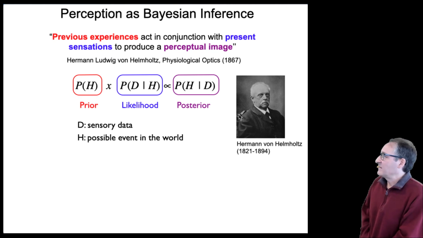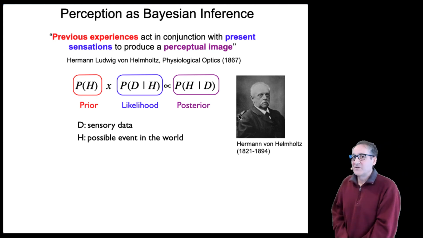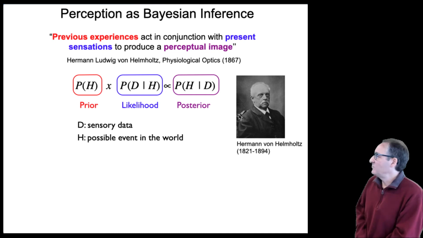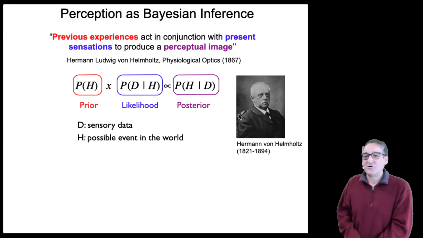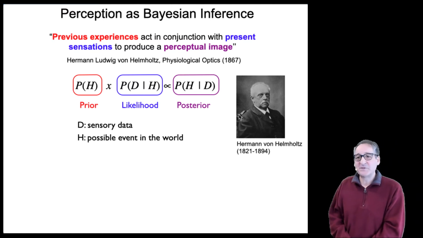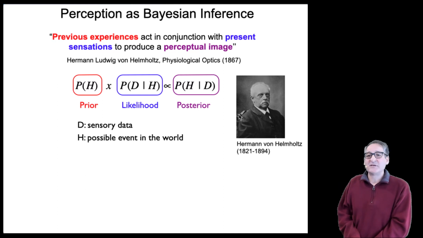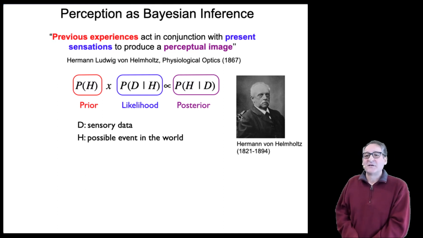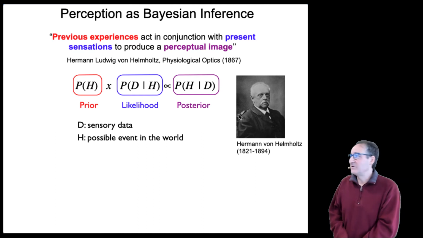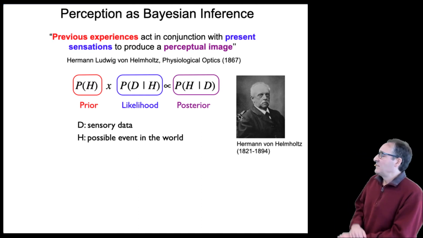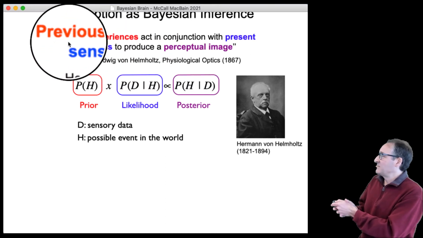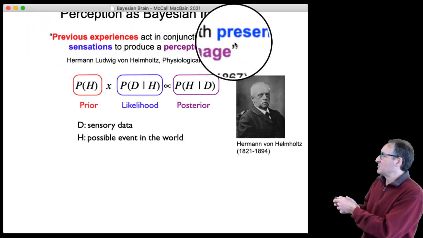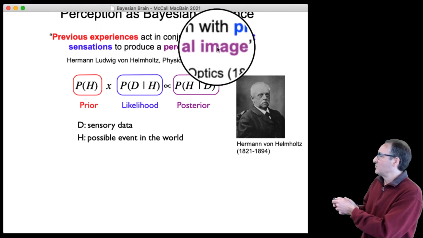And scientists over quite a bit of time speculated about this, but the one who put it most concisely was Hermann von Helmholtz, who was a great physicist, and also very interested in optics, but he was also interested in the physiology of visual perception. How is it that humans perceive the world through vision? And in his treatise on physiological optics, published in 1867, he said that previous experiences act in conjunction with present sensations to produce a perceptual image.